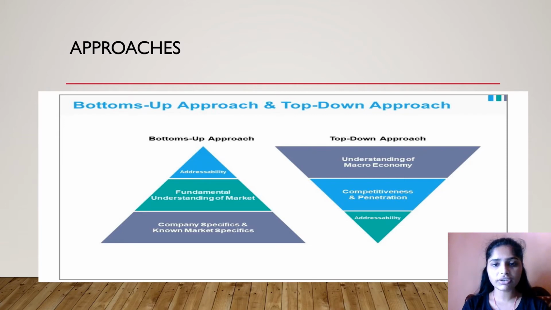Next we will see one diagram on the slide about the bottom up approach and the top down approach, and how the flow is going. For the bottom up approach, the first thing is market and company specification, fundamental understanding, and known market specifics, which are categorized in three parts. The last one is addressability, for the bottom up approach. And next is the top down approach. For that, addressability is the last, then competitive and penetration, and then the understanding of the macroeconomy. They are opposite in nature, where the top down approach goes down like this and the bottom up approach goes up.